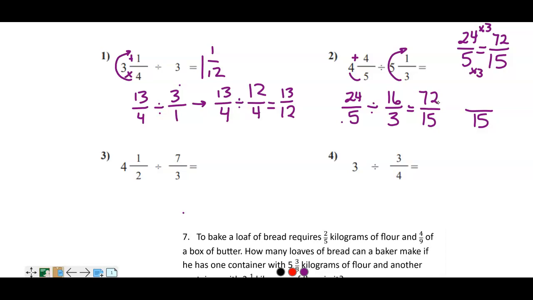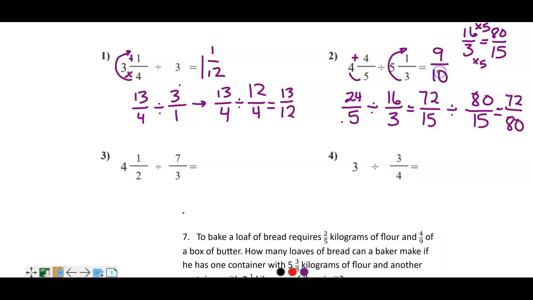Now let's do the same thing with 16 thirds. I want to change that into 15ths. So this time I'm multiplying by 5, 3 times 5, and then 16 times 5. I'll get 80. 80/15. So 72/15 divided by 80/15. Well, now we have our common denominators, and we just look at our two numerators. I see a 72, and I see an 80. So 72 and 80. Now we can simplify this. I'm going to divide both of these by 8, and I'm going to get 9 and 10. So my answer is 9/10.